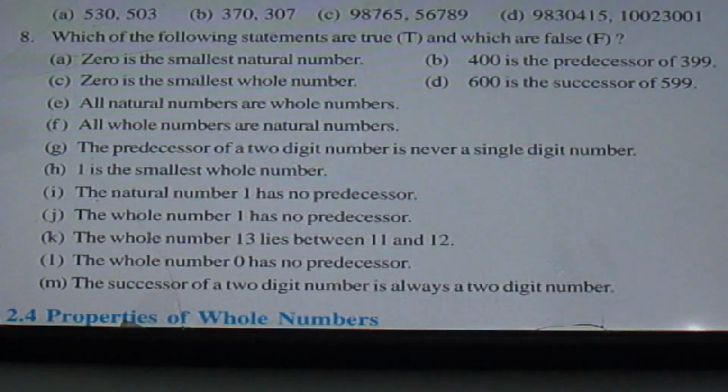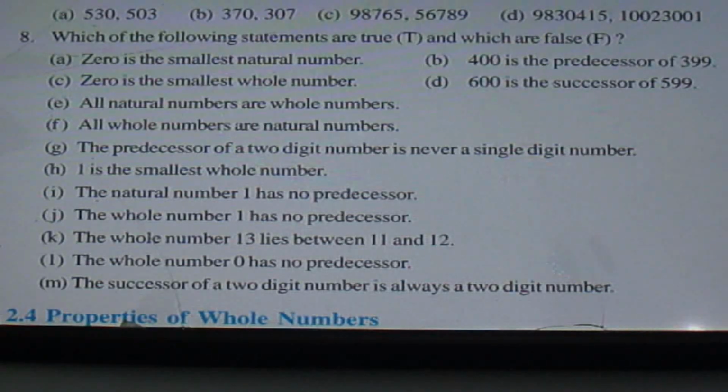Now let us see I. The natural number 1 has no predecessor. Natural number 1. Yes, of course, it doesn't have any predecessor. Why? Because we are talking about natural numbers, not whole numbers. So predecessor means 1 minus 1, which gives 0. And 0 is not a natural number. Therefore I is true. The natural number 1 has no predecessor.